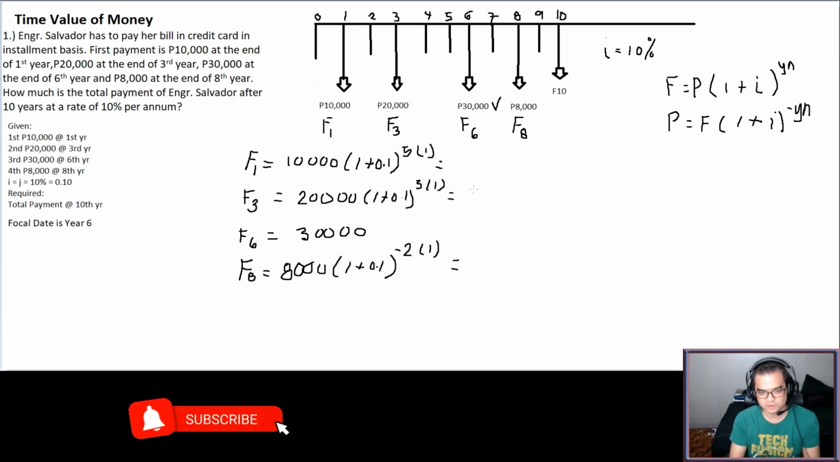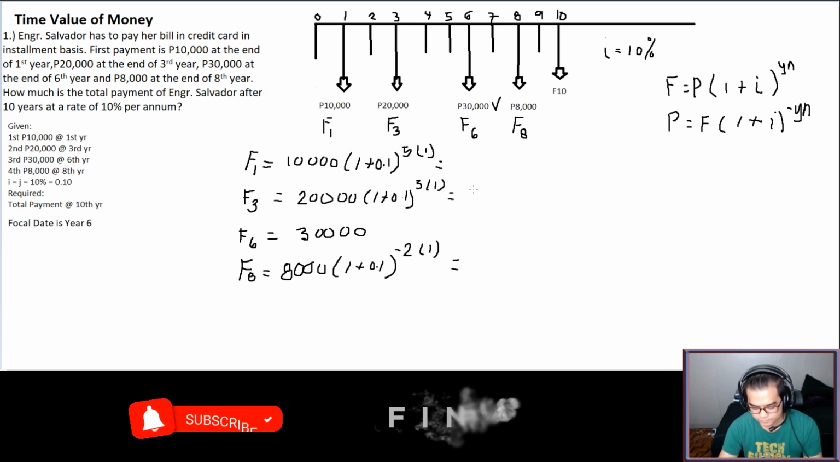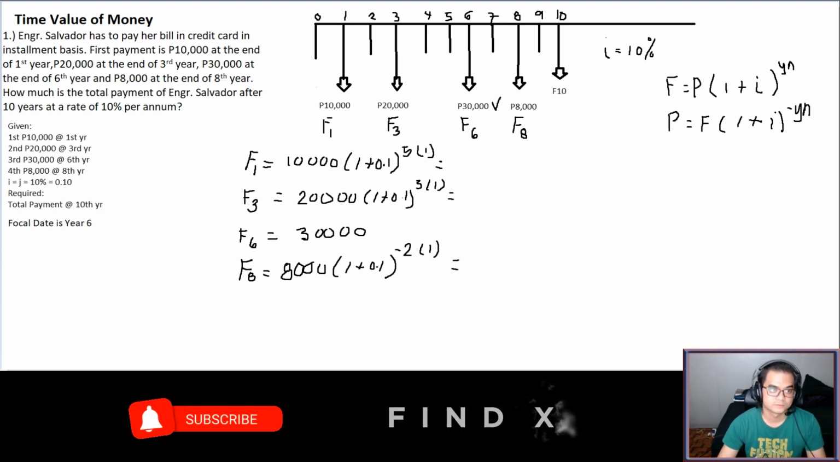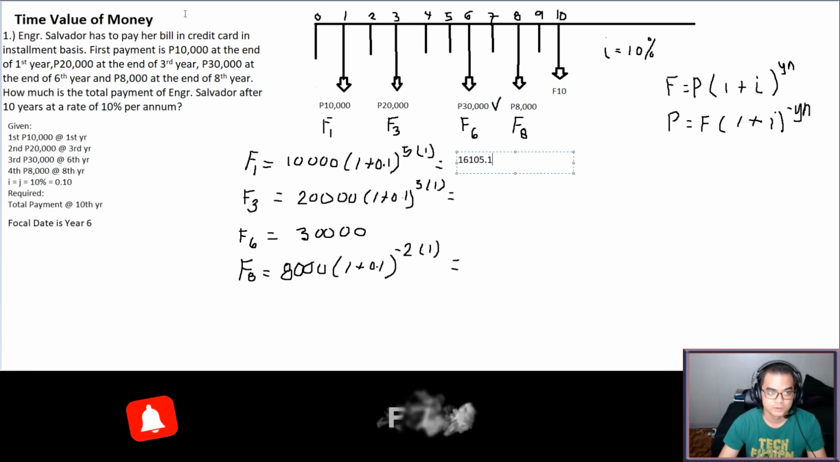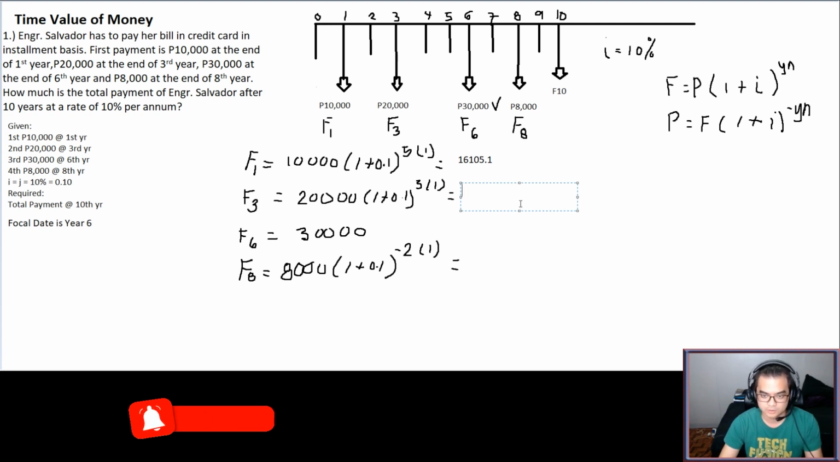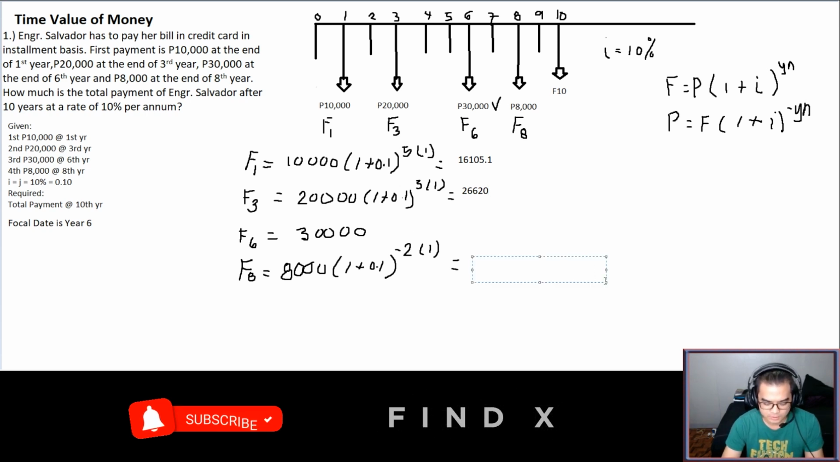Okay, so let's solve this again. Solving all of these, the first one is 10,000 times 1.1 raised to 5, so that is 16105.1. For the next one, we have 20,000 times 1.1 raised to 3, so that is 26620. And then we have 30,000. Don't forget about that.